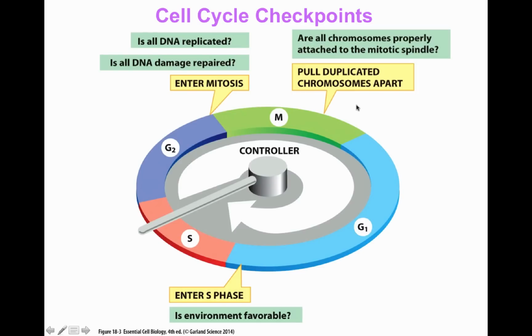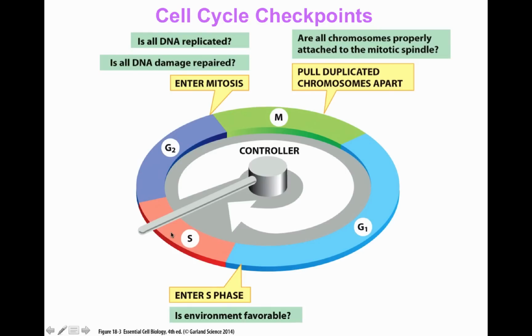Now, at every point in the cell cycle, the cell is always asking the question, has anything gone wrong? Is the environment appropriate? And those are considered checkpoints. So for example, as the cell is going through the initial growth phase before it enters the DNA replication phase, it is asking, is the environment favorable to undergo S phase? And if it is, the cell will enter S phase and begin DNA replication.